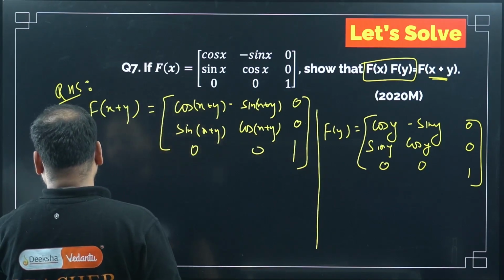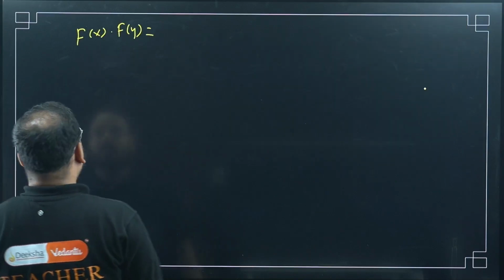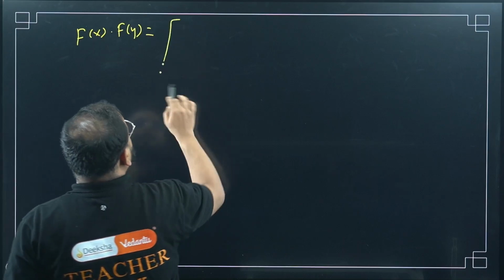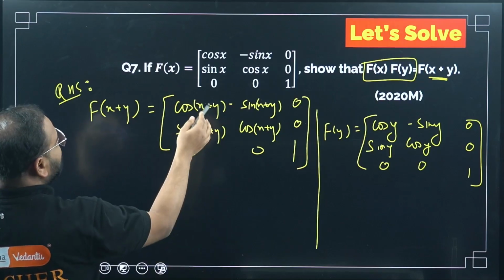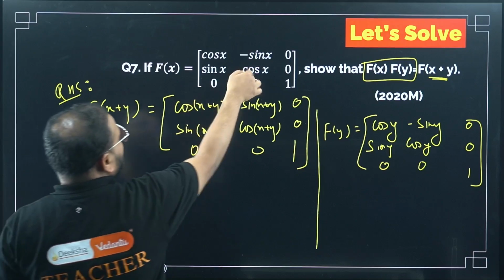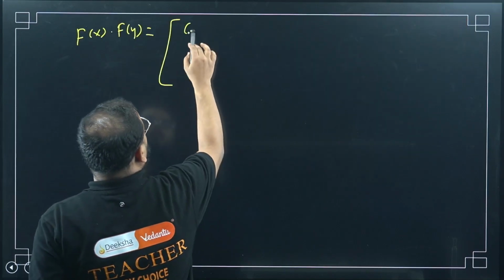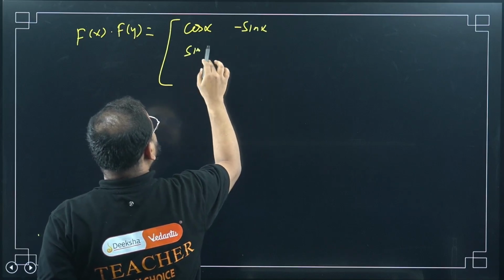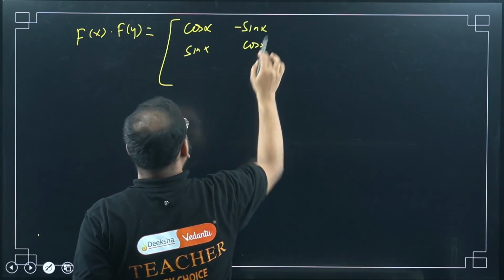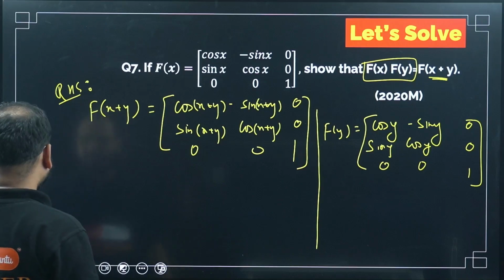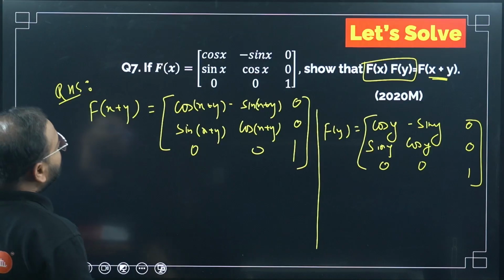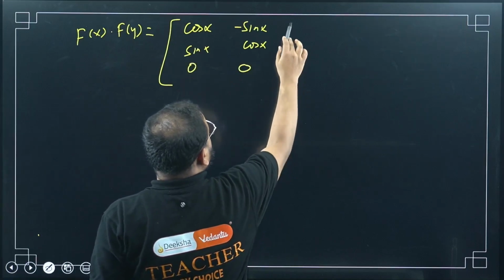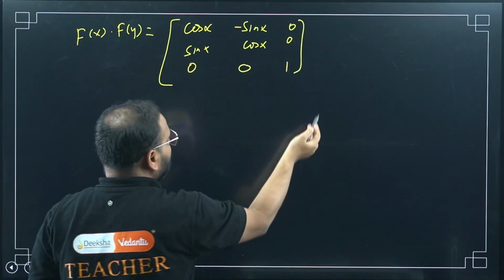Now let's look at this slide. So f of x times f of y, we are finding it out. What is my f of x? If you remember, check here. Cos x, minus sin x, sin x, cos x, 0, 0, 1. Please check if it is right or not. Okay, same thing I'll do with what? f(y).